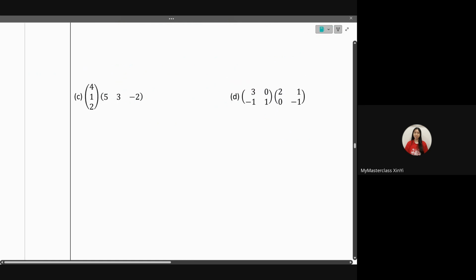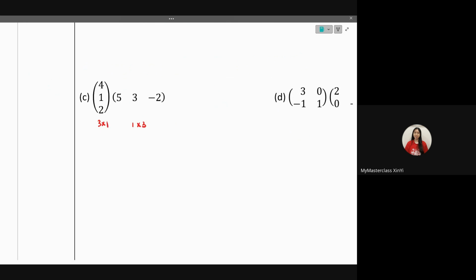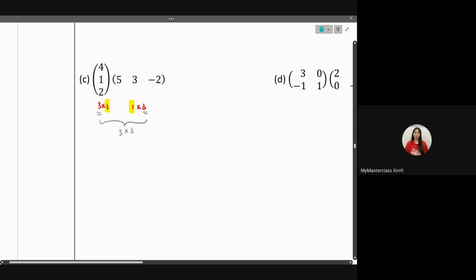Okay, now let's look at this one. This is a 3 by 1. This is a 1 by 3. So the middle matches, right? Your outcome would be a 3 by 3 matrix. So how would we see this 3 by 3 matrix?